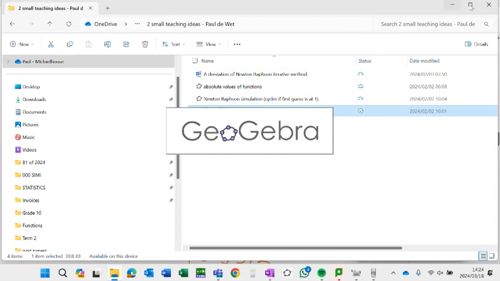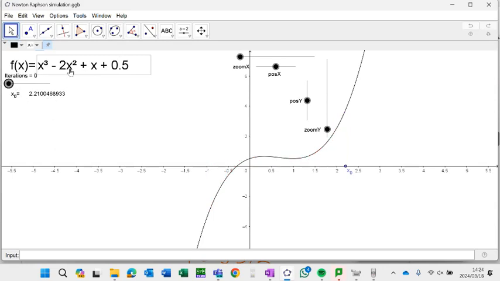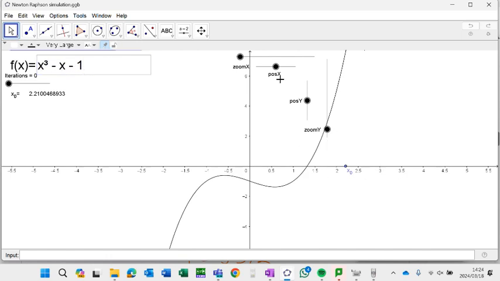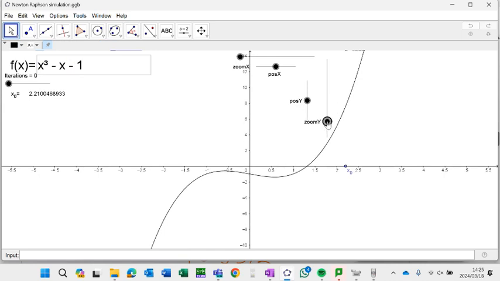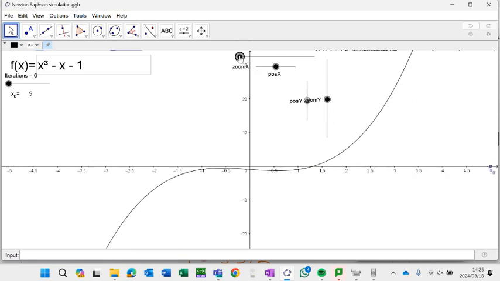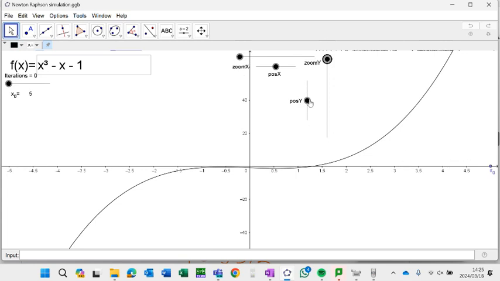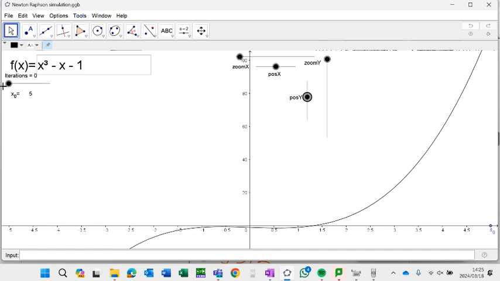So what I've got over here is a little simulation of all of this. I'm going to change my function here to x cubed minus x minus 1, which is the function we're dealing with. Now, I'm going to zoom out a little bit on the y, and in fact quite a lot, and I'm also going to move my x naught to 5. And I'm going to zoom out a little bit on the x as well.